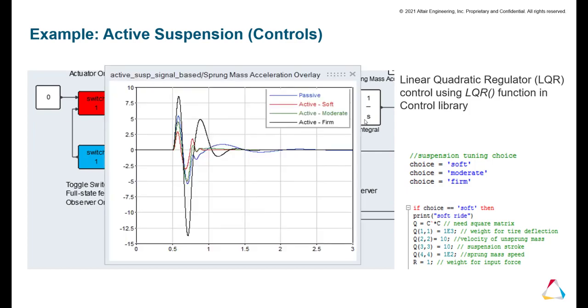So your output for something like this, to measure the effectiveness of your active suspension system, would be measuring the sprung mass accelerations using, in this case, 3 different types of active suspension: active suspension with soft, moderate, and firm gains. And so you can measure the response of your system and decide what the best parameters of your active suspension system are.